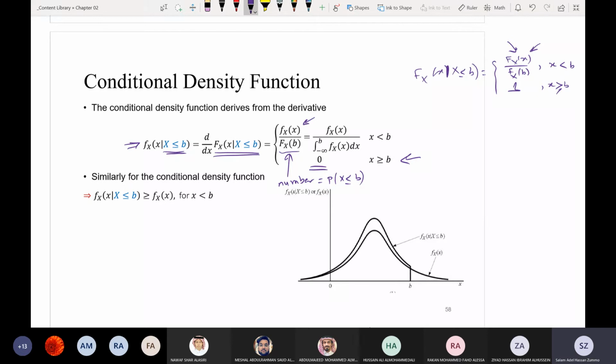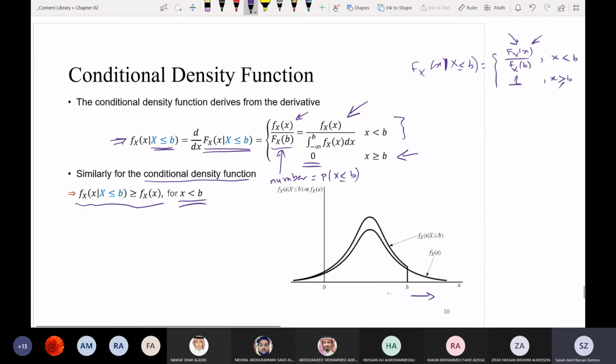Now, so basically the first part here equals what? Equals the PDF divided by the probability that x less than or equal to b, which is the integral from minus infinity to b of fx dx. Again, similarly, the conditional density function is always larger than or equal the density function, always. طبعا this is for x less than b. For x larger than b, it becomes 0.